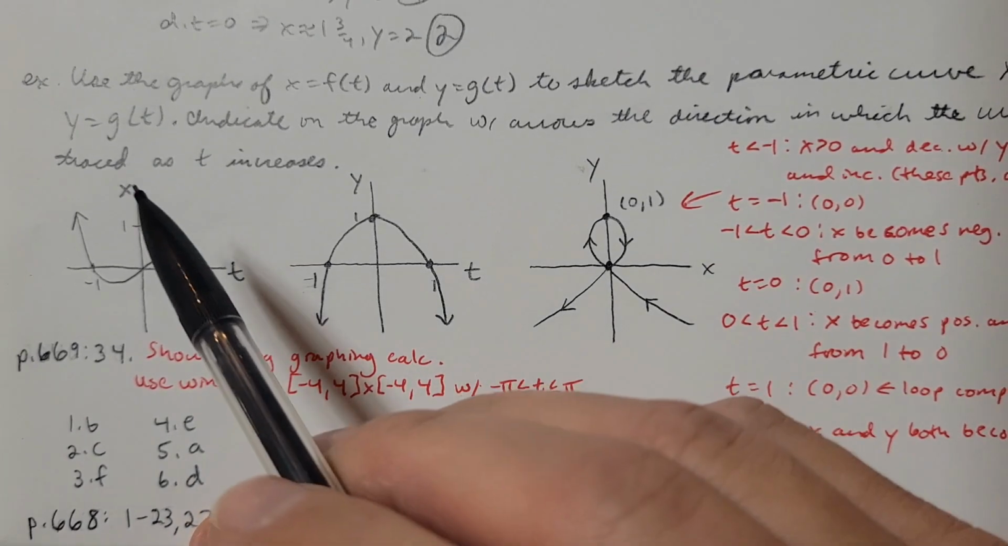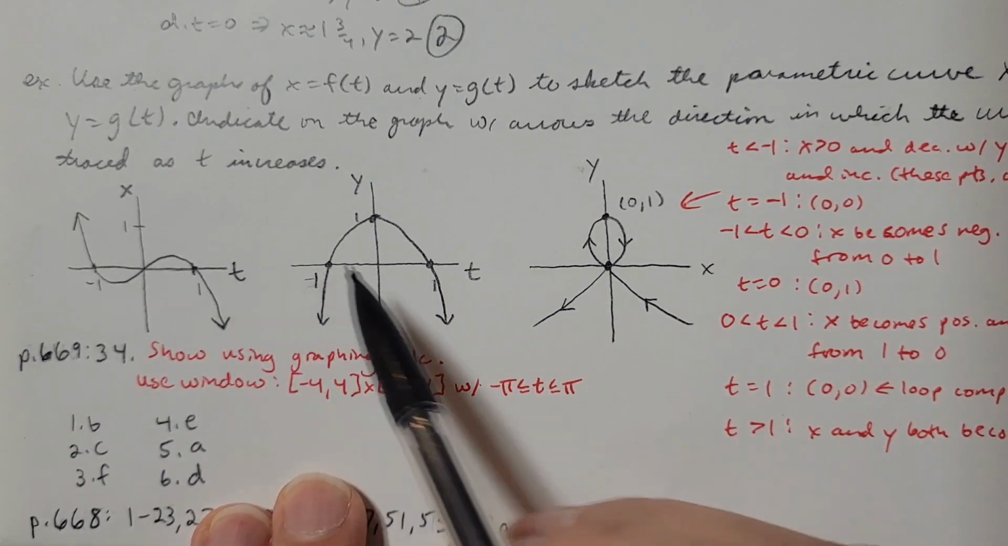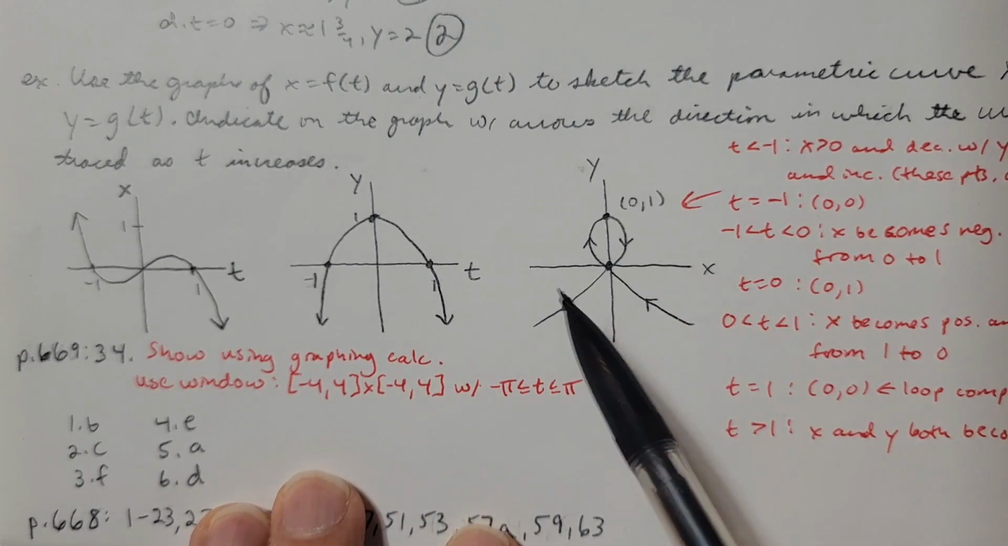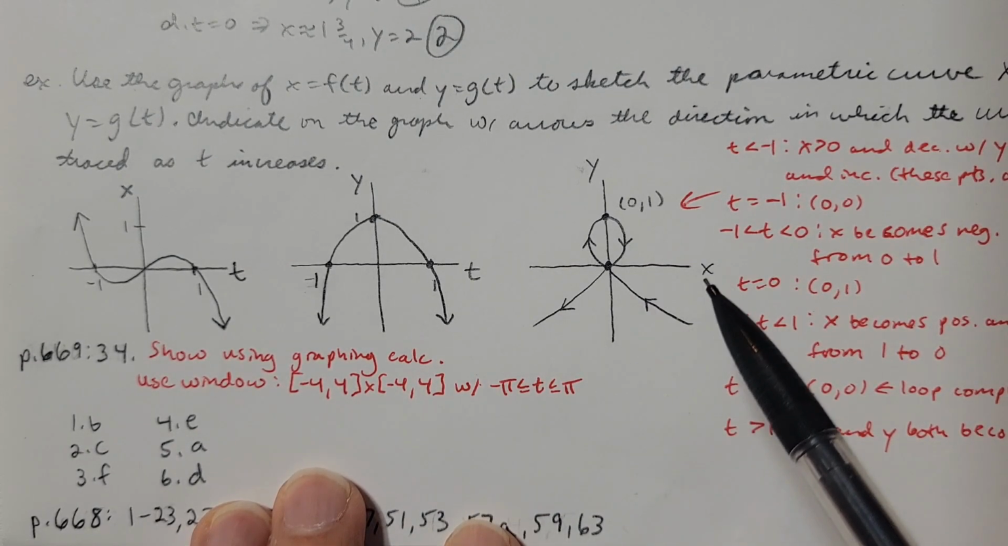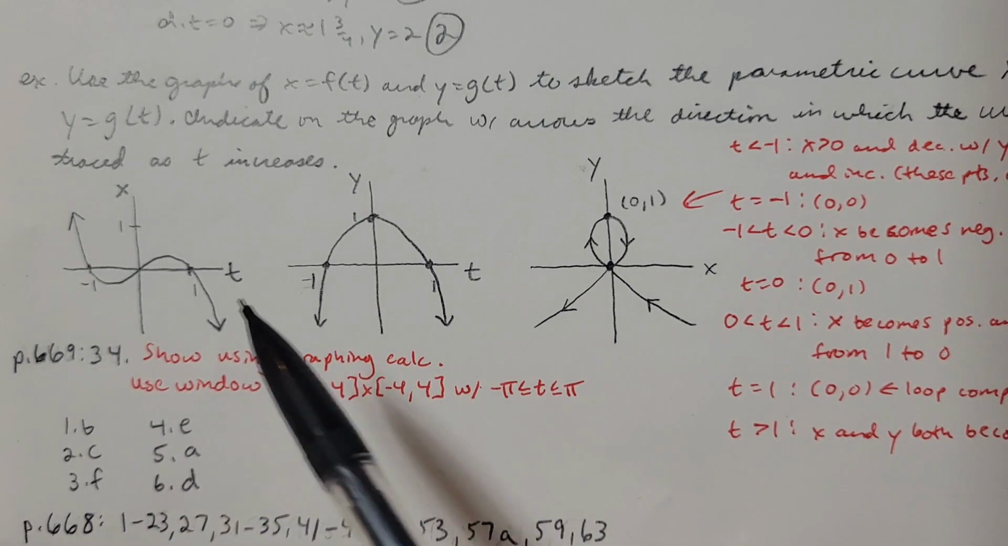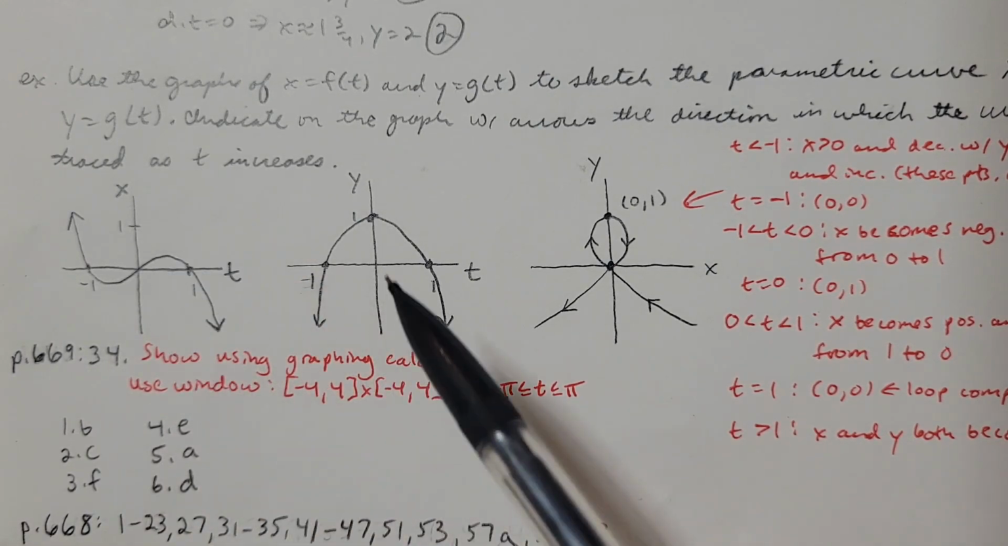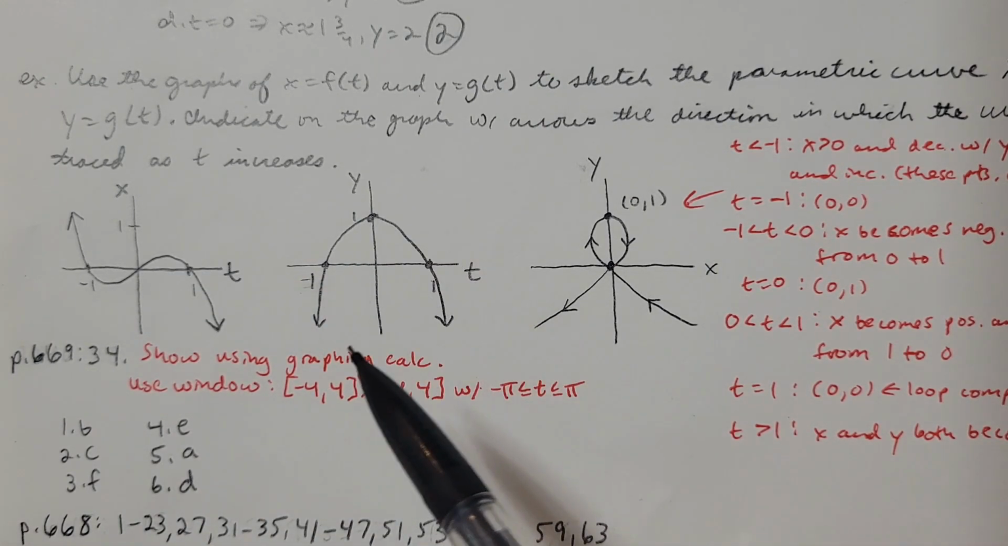So suppose I'm given these graphs and I need to draw this graph, which is x and y. Here's the t-axis, here's the x-axis, here's the t-axis, and here's the y-axis.